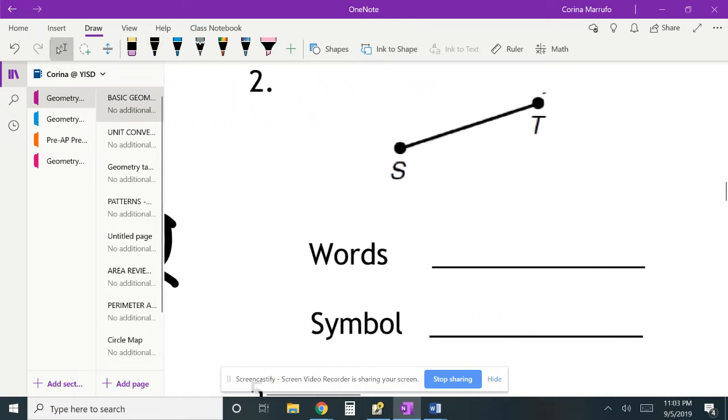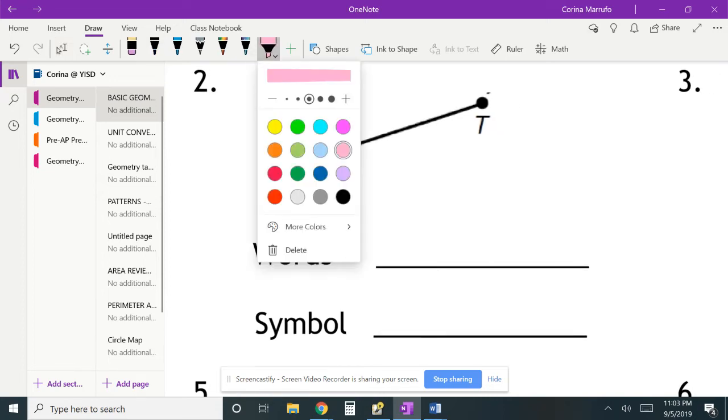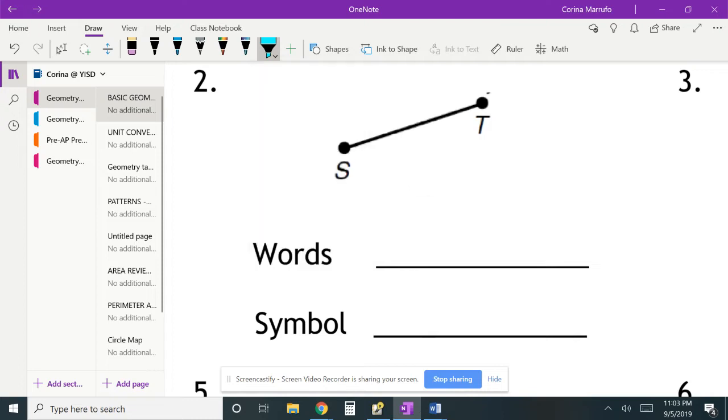Okay, number 2. Now this one is a line segment because it starts here at S, and then it goes to T, and it has endpoints. It doesn't continue on forever in any direction. So we write it segment.